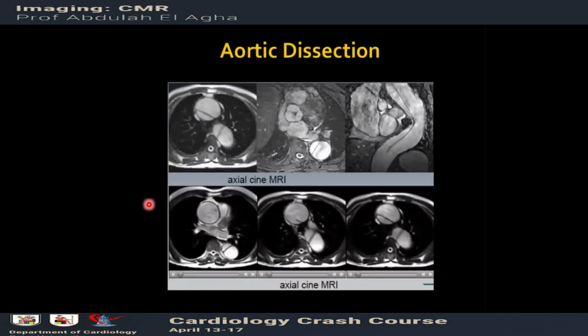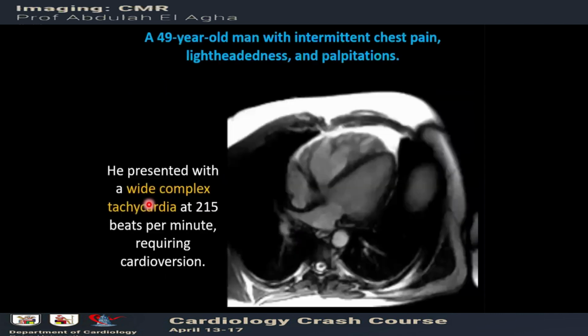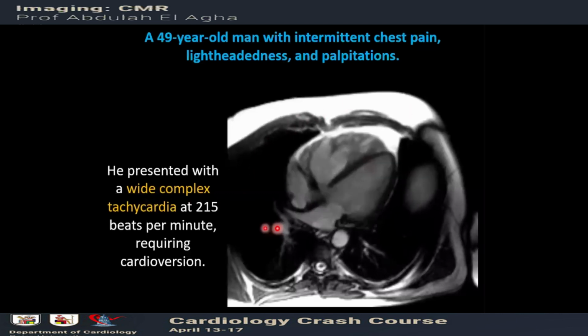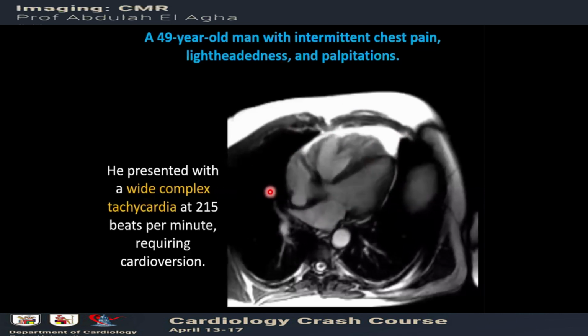Aortic dissection, an old indication, like congenital heart disease, and cardiac MRI is good for follow-up of the patient. Of course, in the emergency, either TEE or CT will be better, but for the follow-up, cardiac MRI will be very helpful. Also, this patient has ventricular tachycardia with a dilated right side, and you see these microaneurysms in the RV wall.